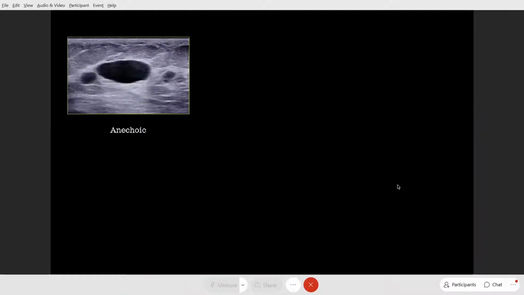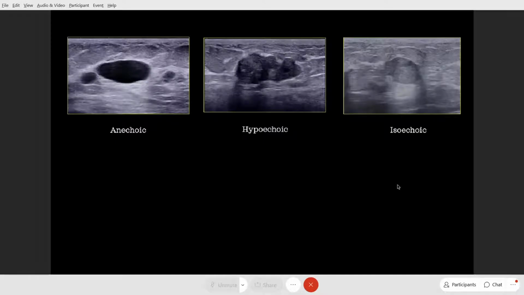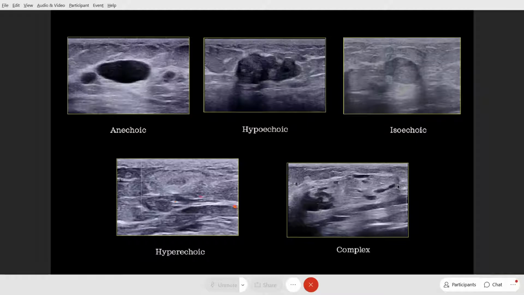So you see, in addition to the size, all these features, and the next one being the echogenicity. The one is anechoic, which is similar to that of a fluid, and hypoechoic. The echogenicity is compared to the surrounding fat tissue. So hypoechoic, isoechoic when it is equal, hyperechoic when it is more than the fat, and complex when you have mixed signals within the same lesion.